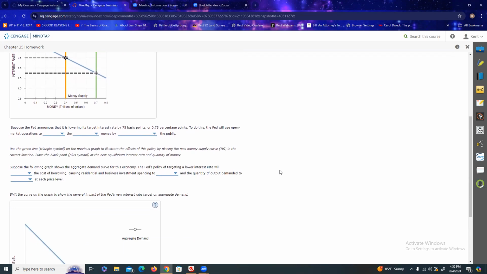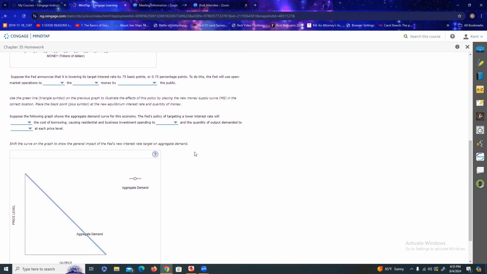All right, suppose the green line, okay. Suppose that the following graph shows the aggregate demand curve. Okay, let's see, let's get this thing up and running. See if I can do this without making a total mess. Okay, so the components of aggregate demand are C plus I plus G plus net exports. That sums to aggregate demand.